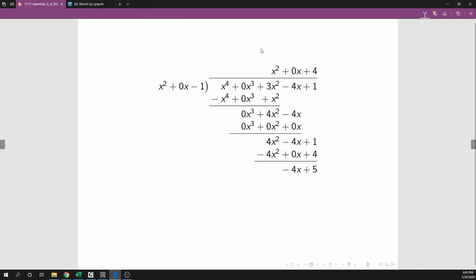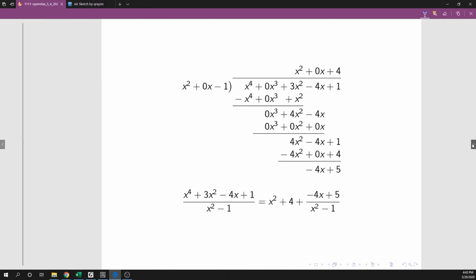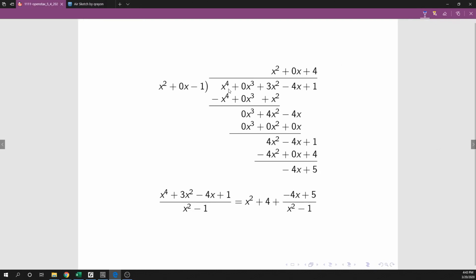All right, so this is what we had. And so to write our answer, what we're going to do is go to the original problem. And when we write our answer, we don't need to put those zeros in there anymore. So you can see I've just taken the zeros out because we don't need them. So we have x to the 4th plus 3x squared minus 4x plus 1 over x squared minus 1 right here. And what is that equal to?